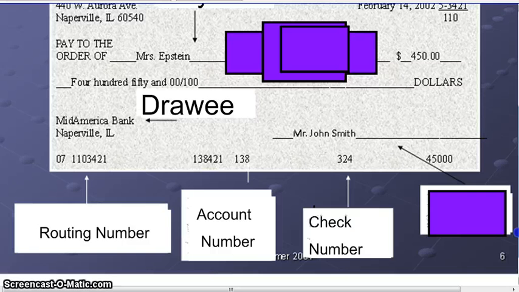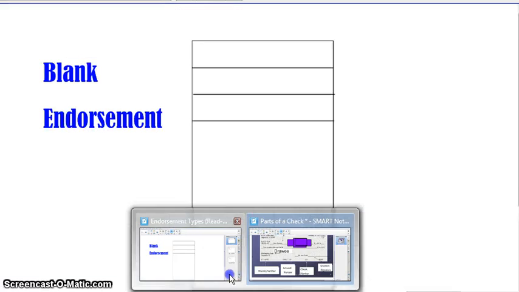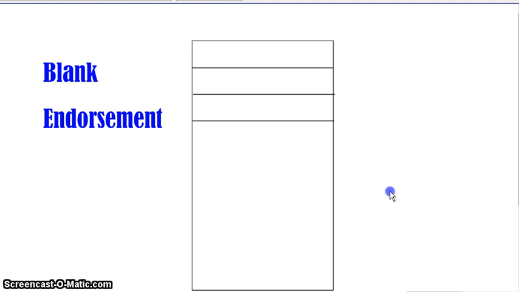Where Mr. John Smith is and the arrow is pointing up, that is called the drawer's signature. Each check needs to be signed in order to make sure that it is in fact a valid check. Now we talked about a couple different types of endorsements. So below the check, there might be some open room. If you would just go ahead and draw the little examples that I have in front of you, we talked about each of the types of checks or how you can endorse them. But I want you to actually see what it would look like.